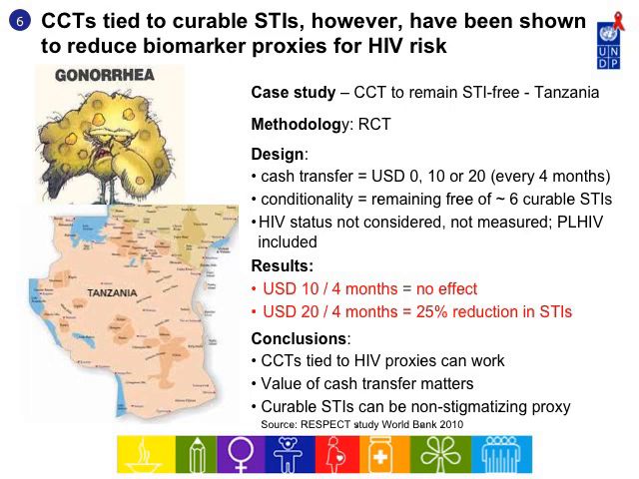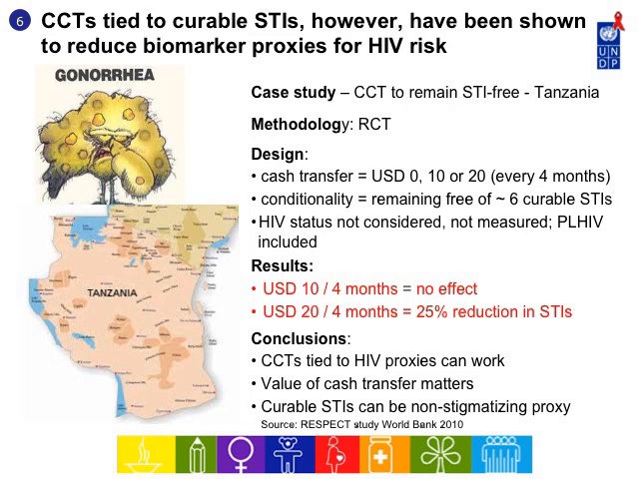The bonus of making it tied to a curable STI as well is that you can include people who are HIV positive as part of a positive prevention strategy and not excluding people who are HIV positive. So again, the cash transfer design was $0, $10, or $20 every 4 months. So that was $30 or $60 a year.